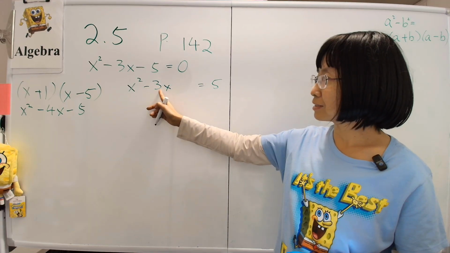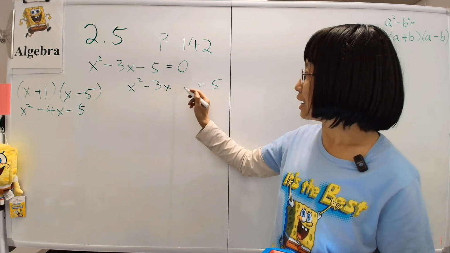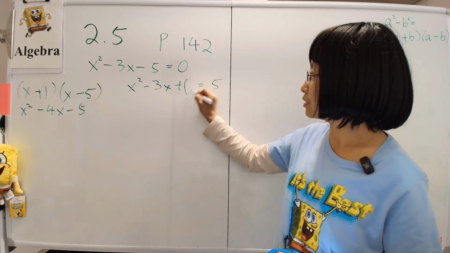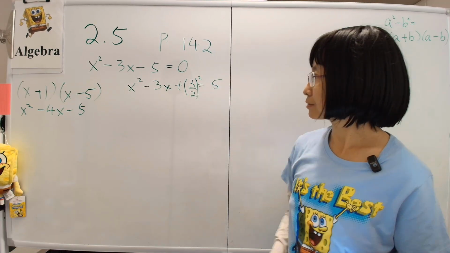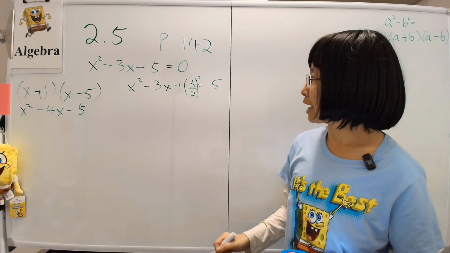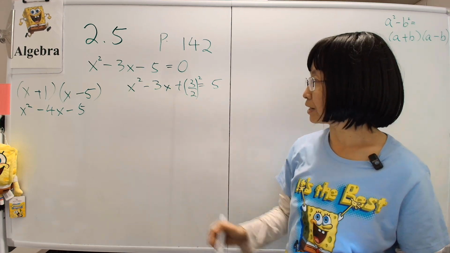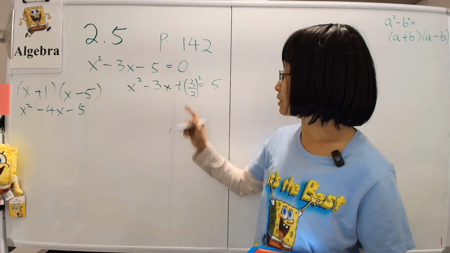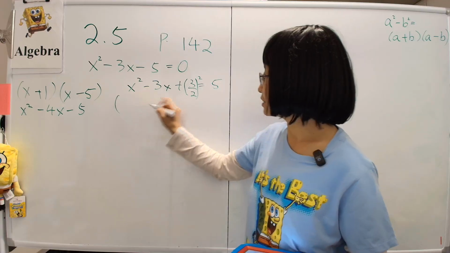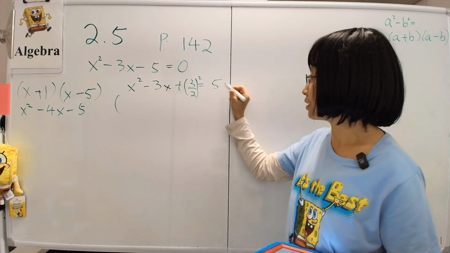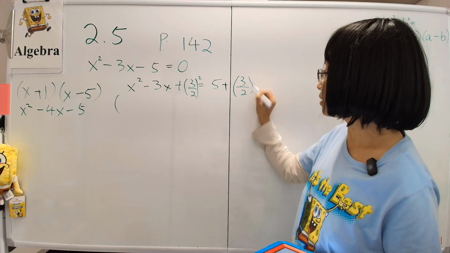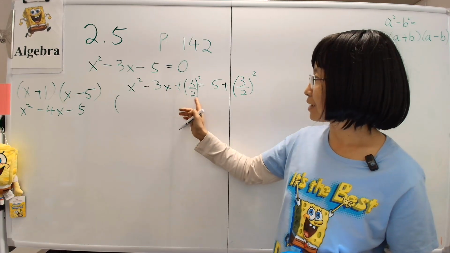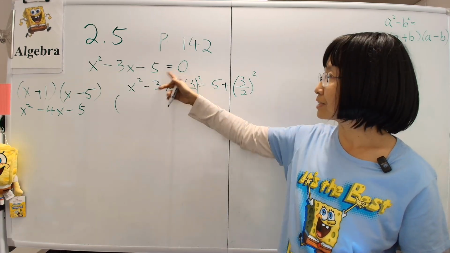Next, we're going to take half of this thing and then square it, which is half of 3, and then square it. And that will make this into a perfect square, because what this is, is just this part, not counting the 5. And of course, we better not forget to do the same thing on the other side to be fair. So far, we have added this odd fraction to both sides of the equation.